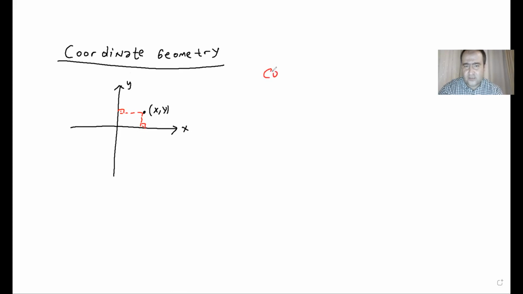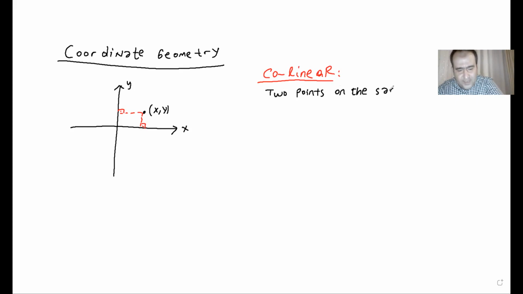What are collinear points? Two points on the same line are called collinear points. If they are on the same line, they are collinear. A and B are collinear.